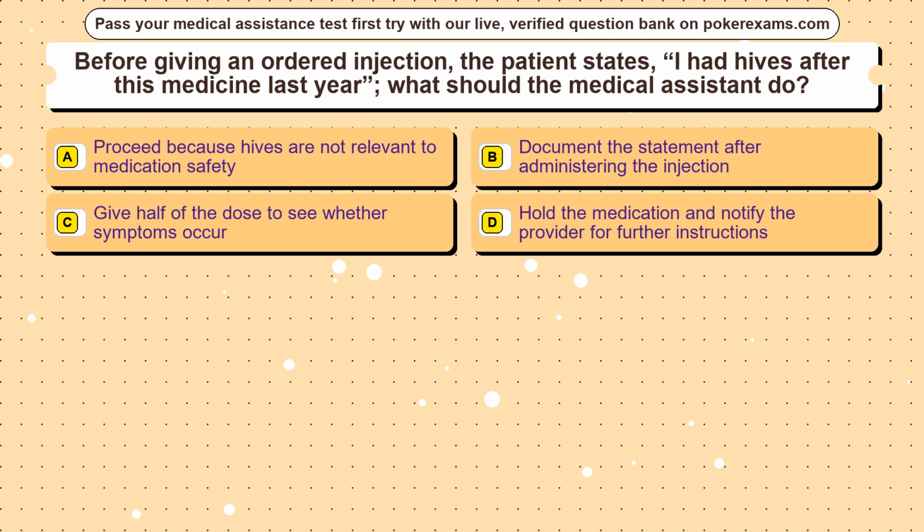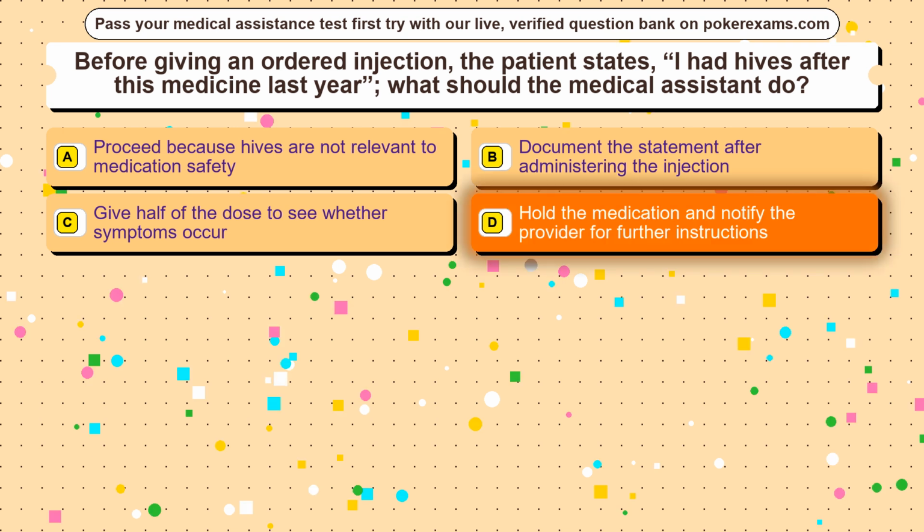Give half of the dose to see whether symptoms occur. Option D. Hold the medication and notify the provider for further instructions. The correct answer is option D. Hold the medication and notify the provider for further instructions.